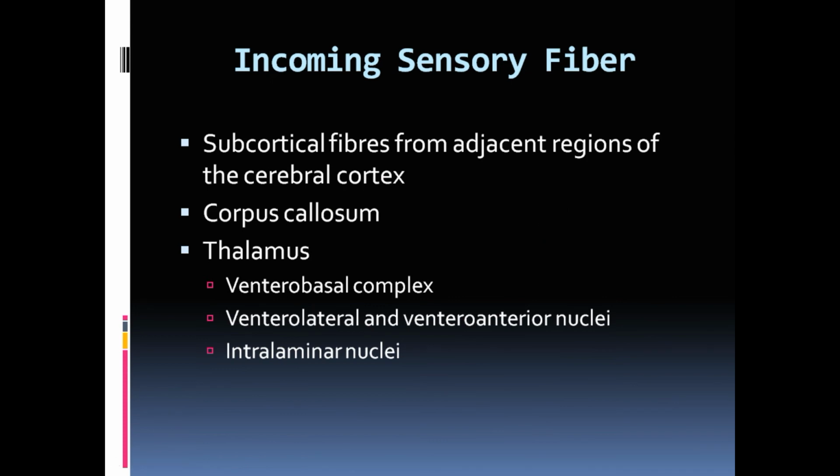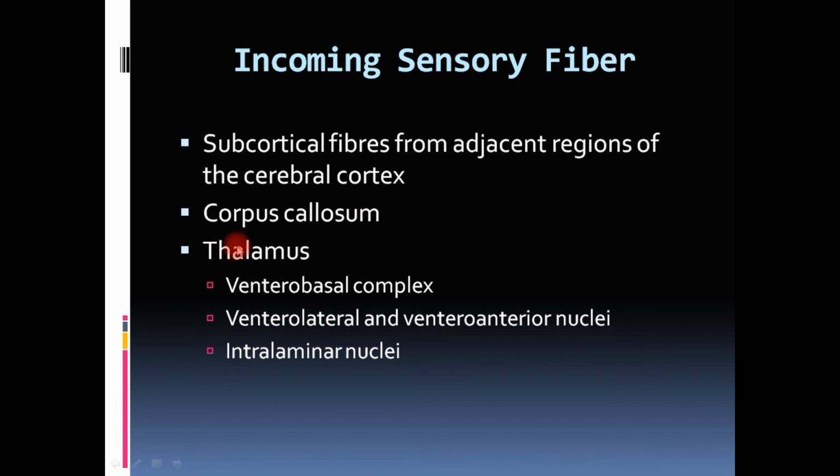Now there are incoming sensory fibers to the motor cortex also. There are supplies from subcortical fibers from adjacent regions, like the visual cortex, the auditory cortex and the vestibular cortex. These help in the initiation and the planning of movement. Then come the fibers from the corpus callosum. These fibers connect the left and the right parts of the brain. Signals come to the motor cortex from the corpus callosum about what the other part of the brain is doing.